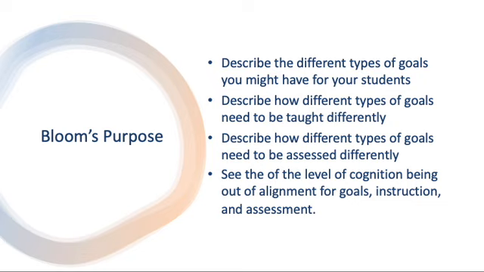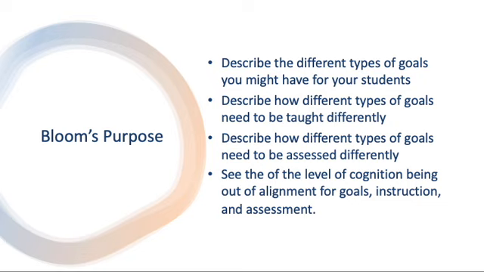And what we're going to go through in this video is really the idea that when you have different goals, you need to teach them differently. There are different instructional methods that align with different levels of cognition or different types of thinking. Those also need to be assessed differently. And we're also going to talk about the problems that occur when you assess at the wrong level of cognition.